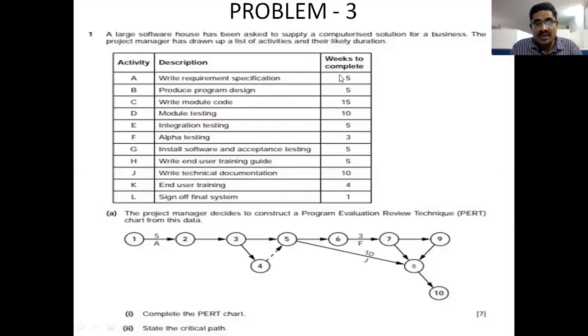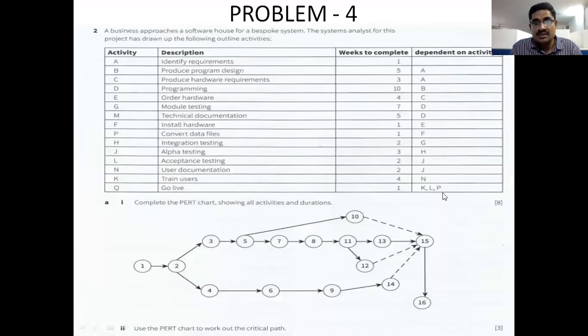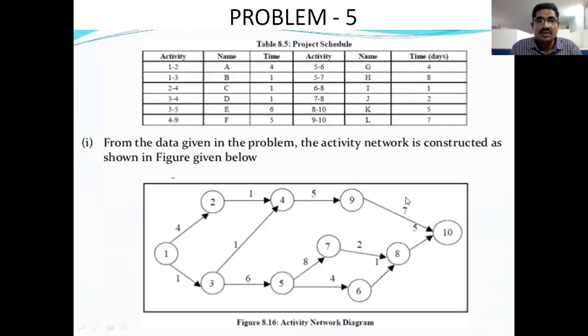In this problem also, alphabetics, activities. But this problem, activities are not in the form of alphabeticals, A, B, C, D like this. Here, activities are mentioned in numbers or figures. So activity 1 to 2, 1 to 3, 2 to 4, 3 to 4, 3 to 5, 4 to 9, and 5 to 6, 5 to 7, 6 to 8, 7 to 8, 8 to 10, 9 to 10. These are the activities, right?